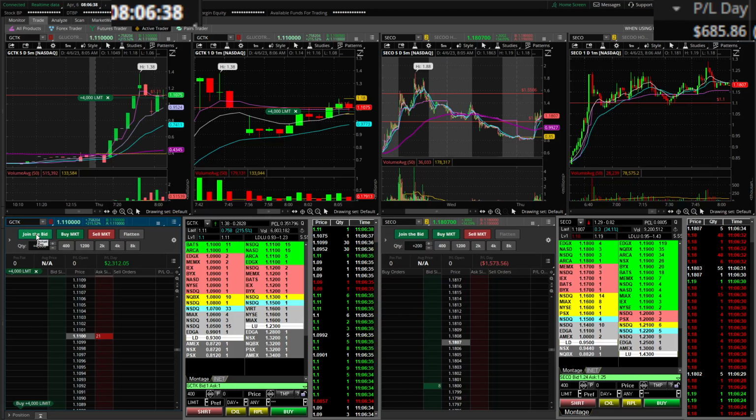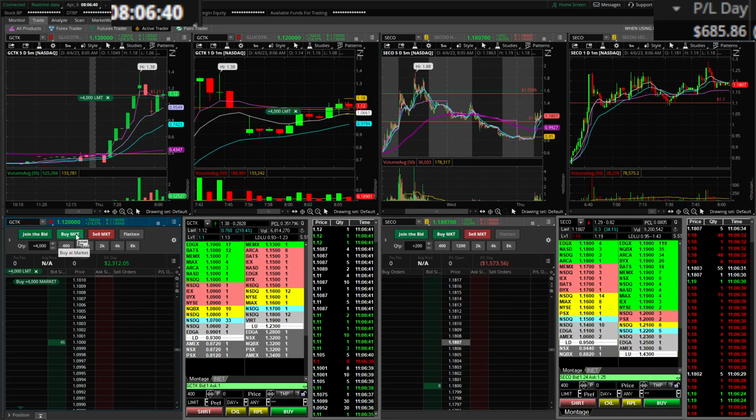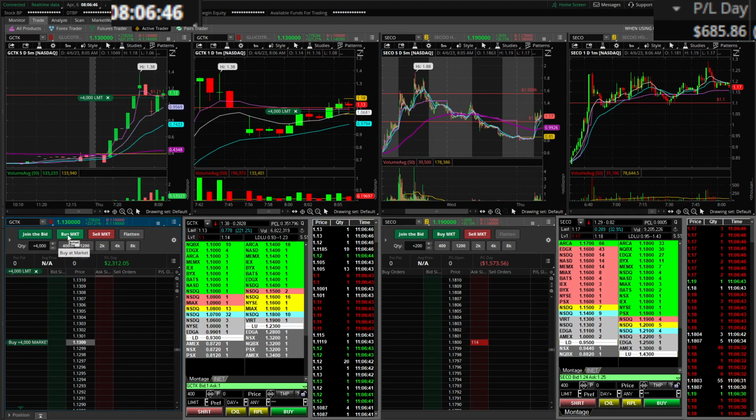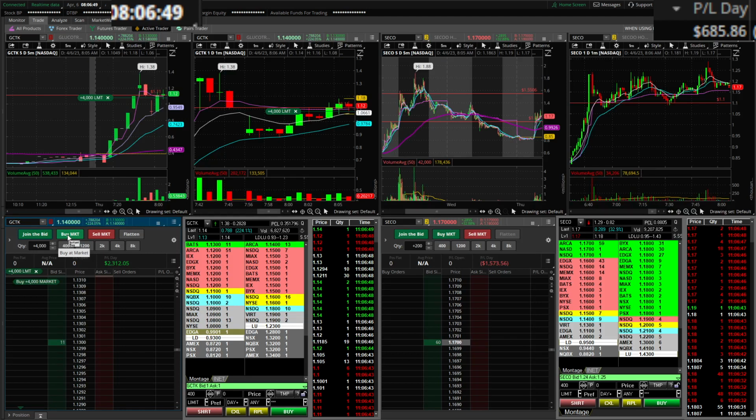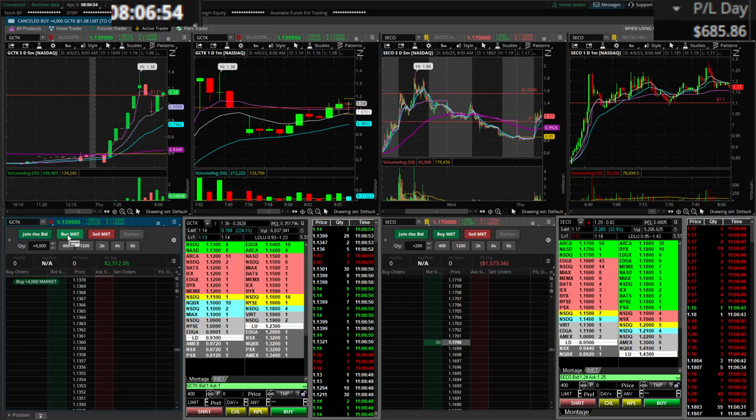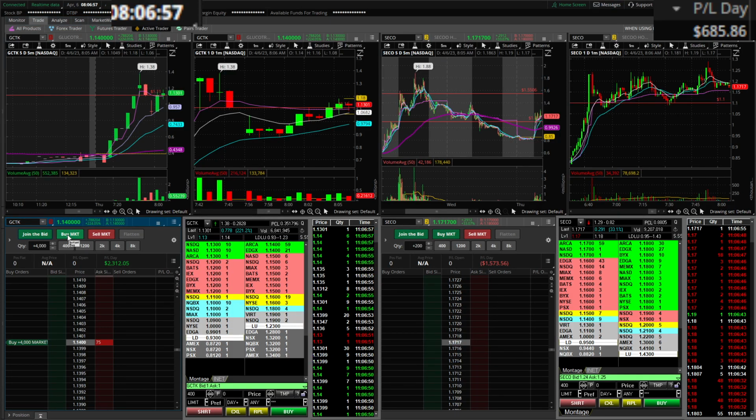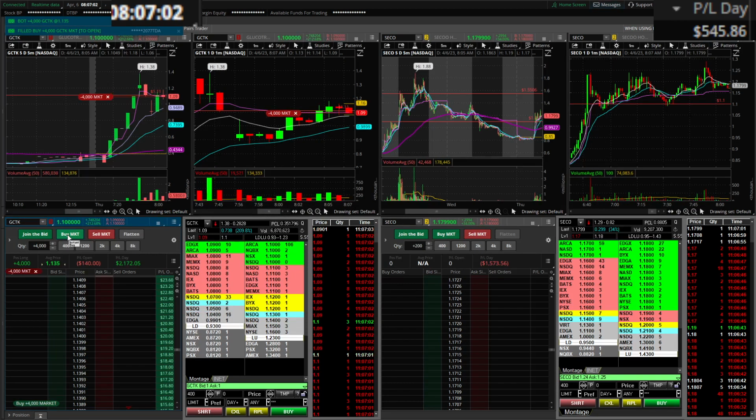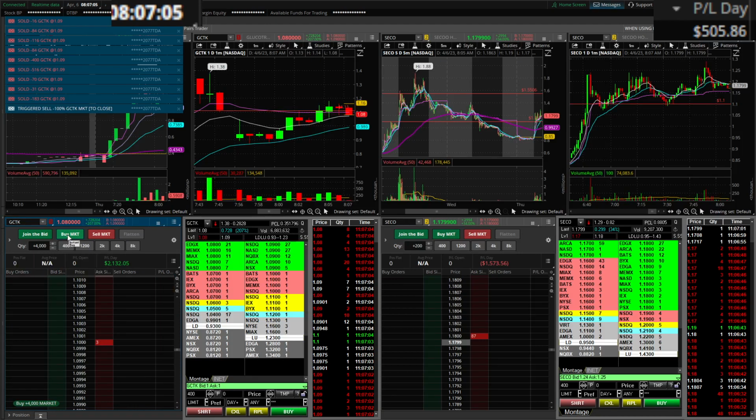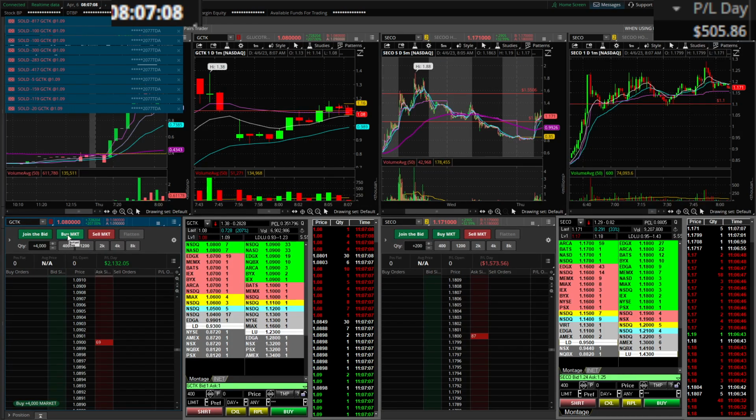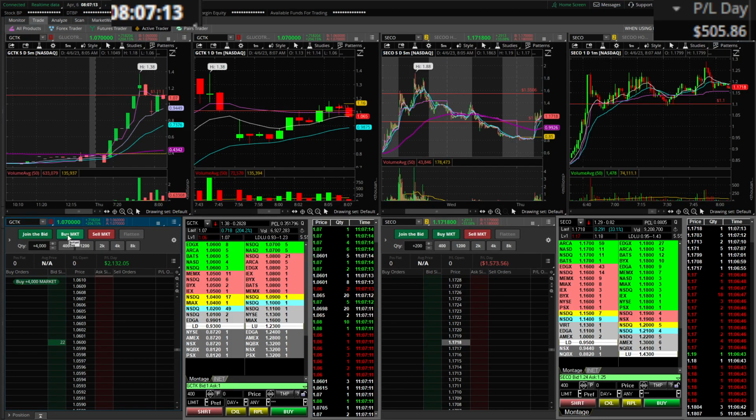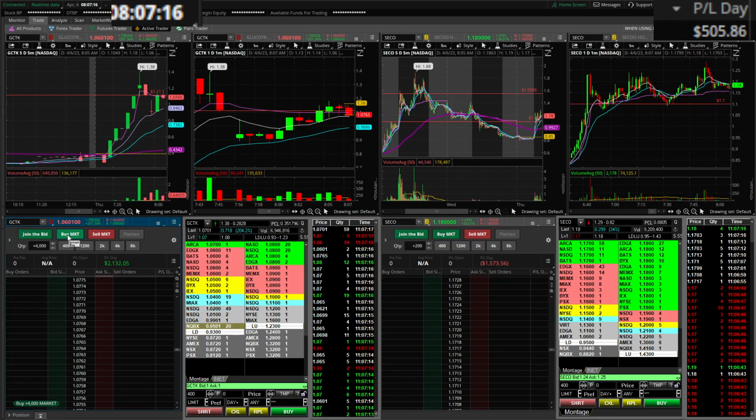Tried taking a dip there at 8, no fill. That would have been a nice dip. A decent sized loss there, about 160 bucks. Careful on this pullback here.